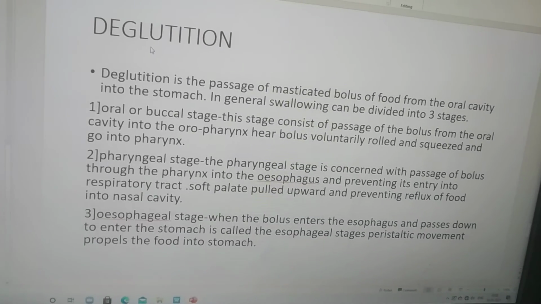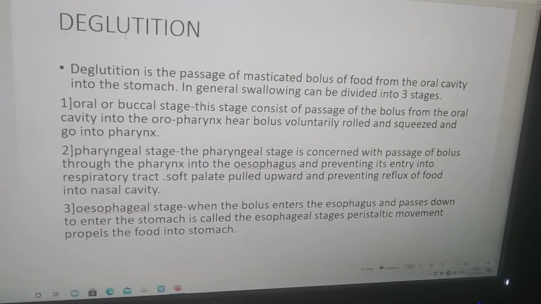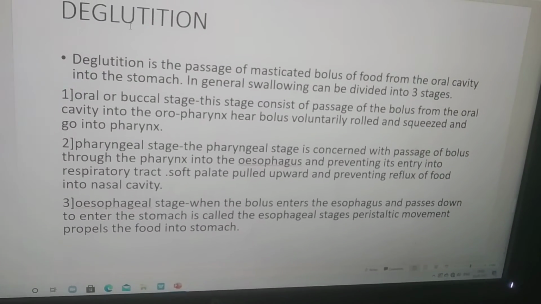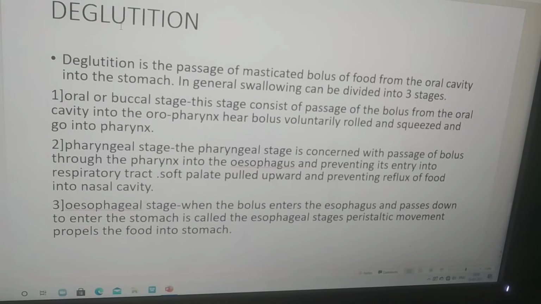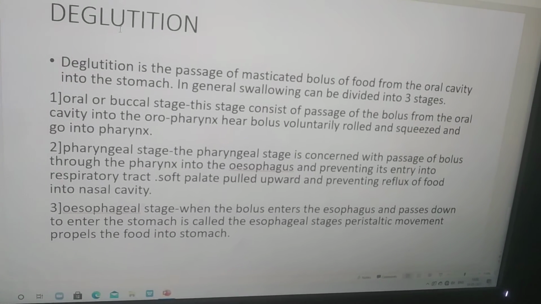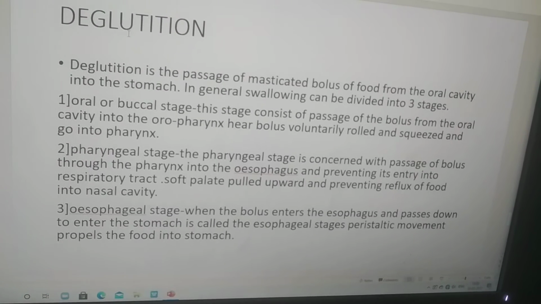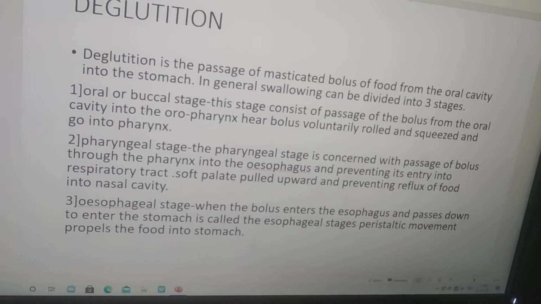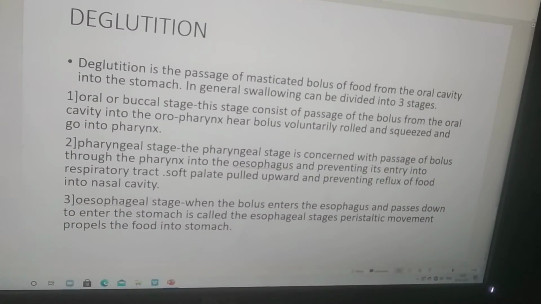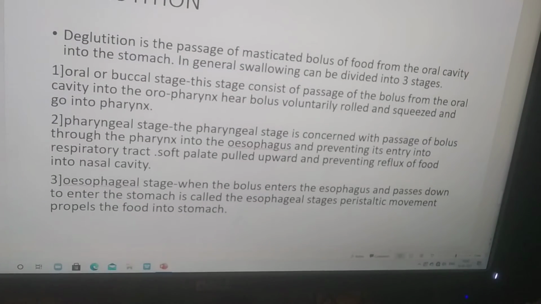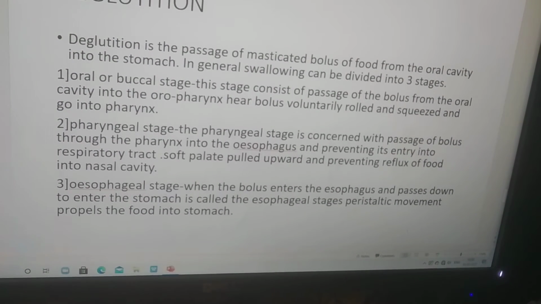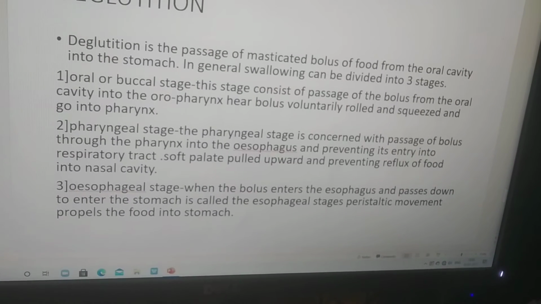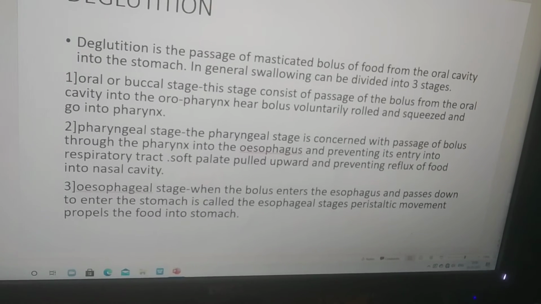Then second alimentary movement is deglutition. Deglutition is the passage of masticated bolus of food from the oral cavity into the stomach. In general, swallowing can be divided into 3 stages. First stage is oral or buccal stage. This stage consists of passage of the bolus from the oral cavity into the oropharynx. Here bolus is voluntarily rolled and squeezed and goes into pharynx.